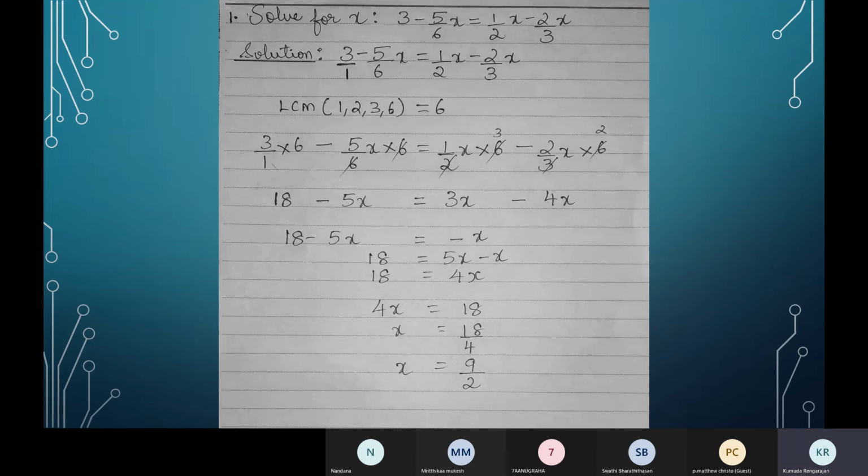Next, we gather all the x terms. We gather the x terms on one side and the numbers on the other side because we have to solve for and find the value of x.